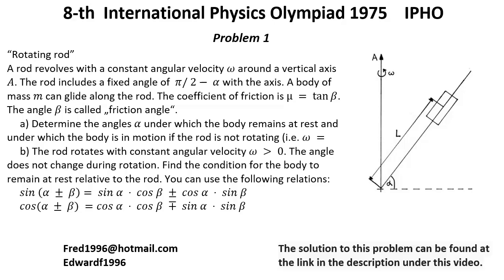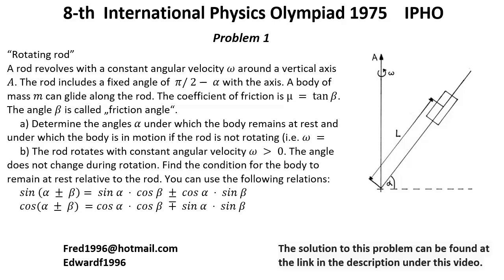Problem number 1. Rotating rod. A rod revolves with a constant angular velocity omega around the vertical axis A. The rod includes a fixed angle of pi over 2 minus alpha with the axis. A body of mass m can glide along the rod. The coefficient of friction is equal to tangent beta. The angle beta is called the friction angle.